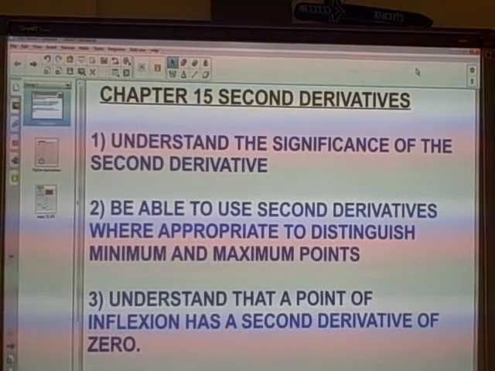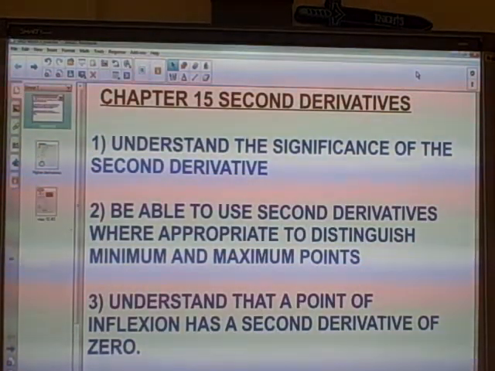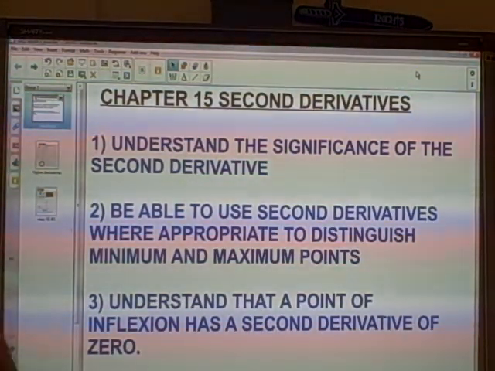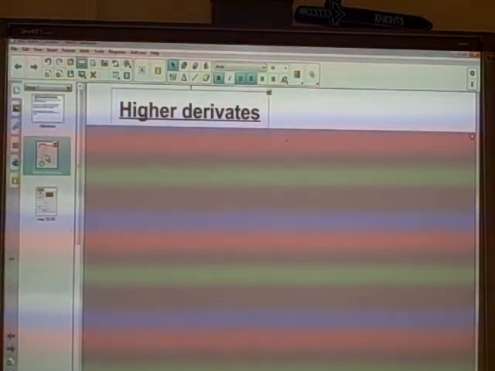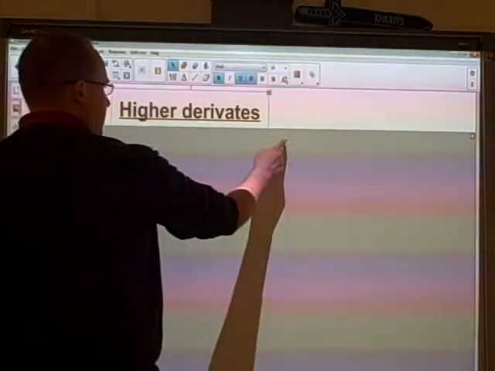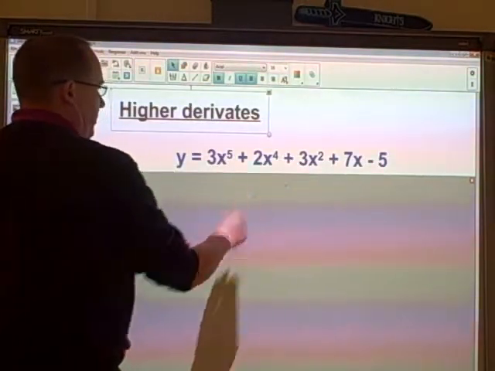This is our second lesson from chapter 15. Still looking at second derivatives and possibly even further. And actually our first question, we're going to look at higher derivatives. What happens if we go beyond the first derivative and the second derivative?